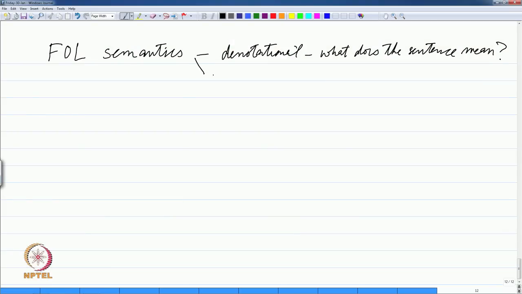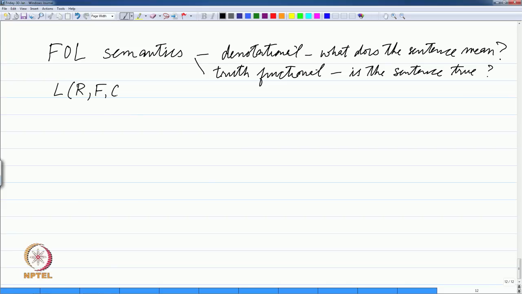Then the other aspect that we are already familiar with is truth functional, which is basically asking the question, is the sentence true? So, we look at both these aspects. Now, remember that the language of first order logic is in fact defined by three sets. So, instead of using those complex characters for that, we will just use the terms R, F, C. R is a set of relation symbols, F is a set of function symbols, and C is a set of constant symbols.